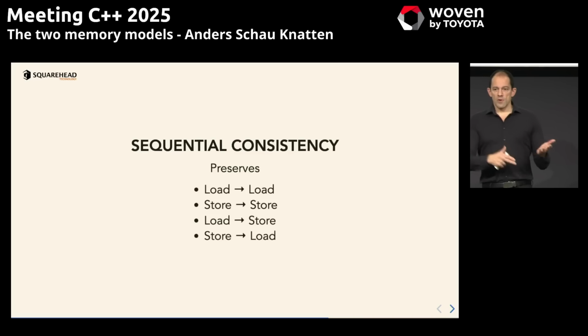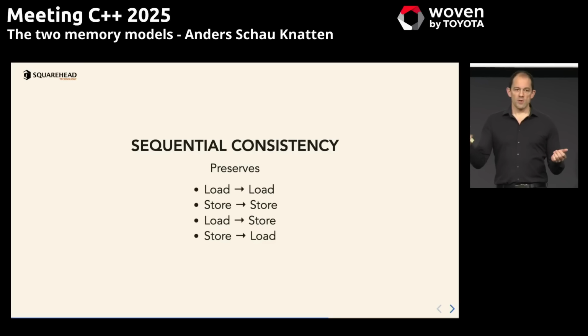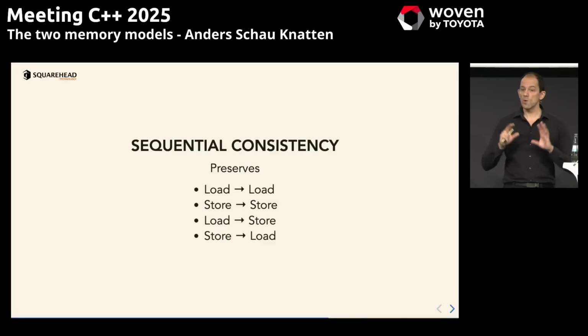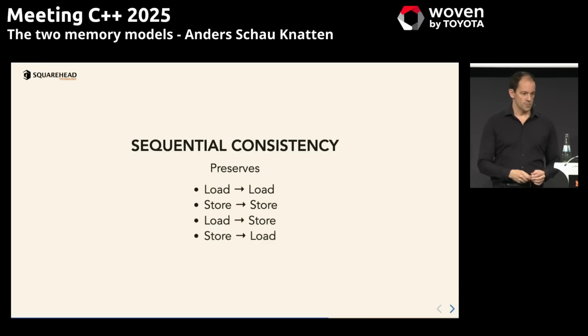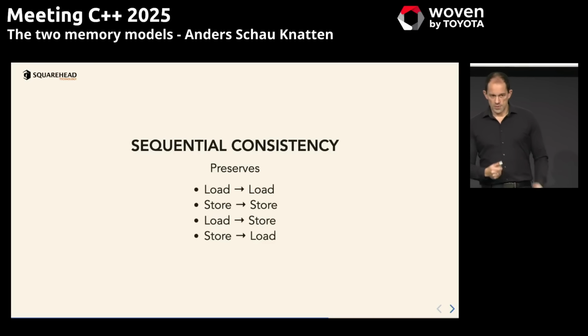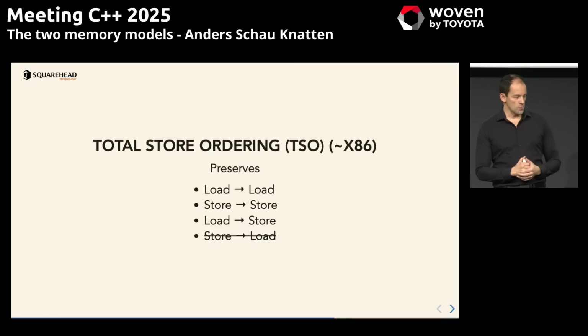So if there's a load before a load, you can't reorder. A store before a store, you can't reorder. Load before a store before a load. Any combination of these, you can't reorder anything. All these orders have to be preserved. But that's not the fastest way to do it. So what x86 is doing is to preserve everything except store before a load.